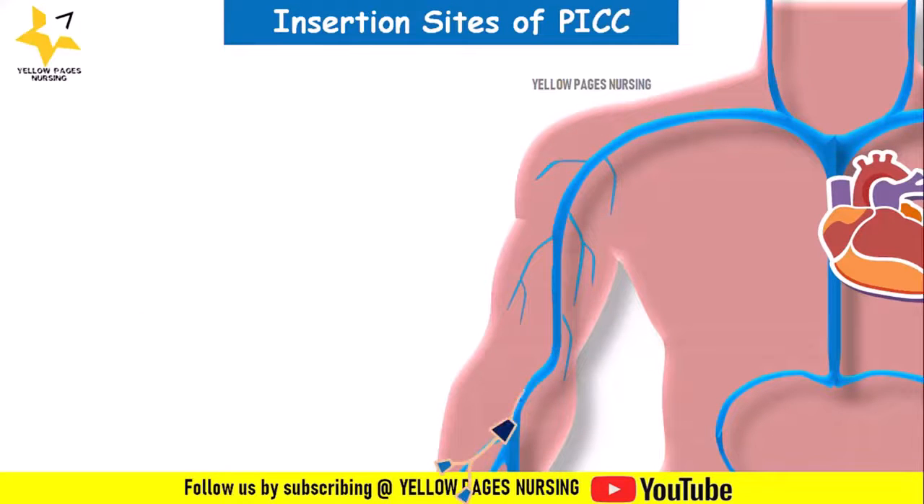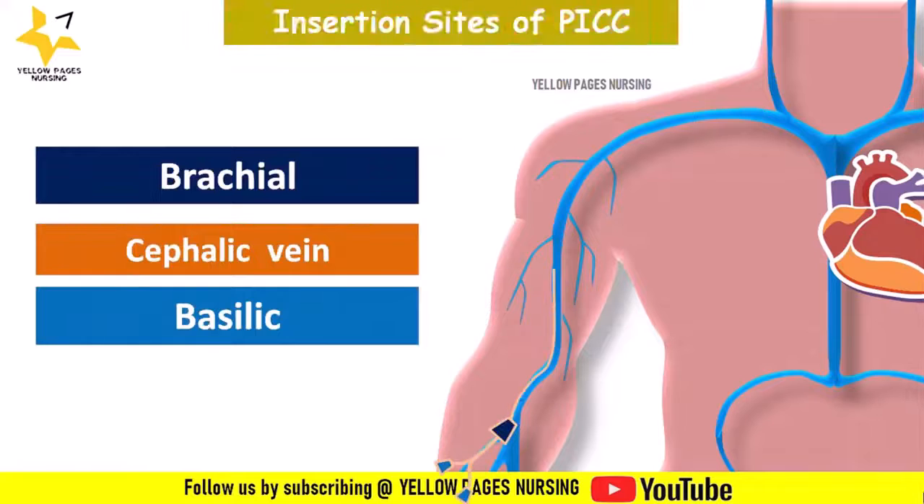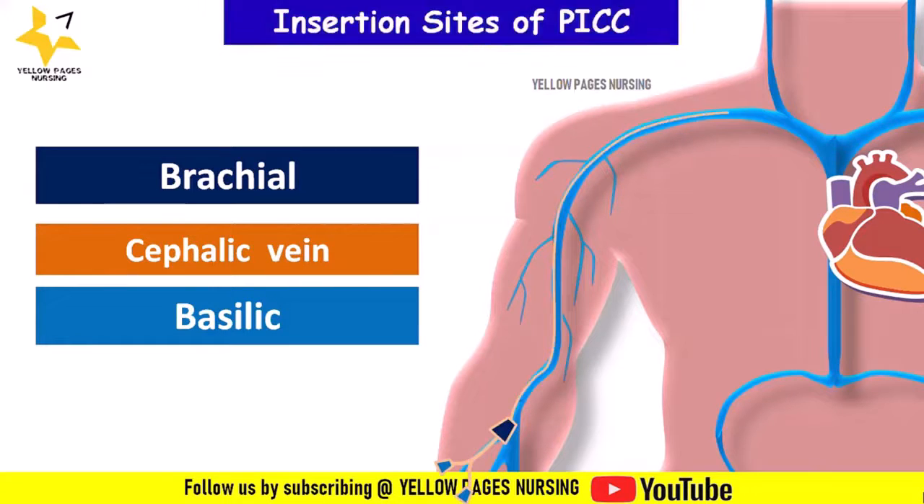Next is insertion sites of PICC line. A PICC line is inserted in a peripheral vein in the arm such as the cephalic vein, basilic vein, or brachial vein, and then advanced proximally towards the heart through increasingly larger veins until the tip rests in the distal superior vena cava or cavo-atrial junction.